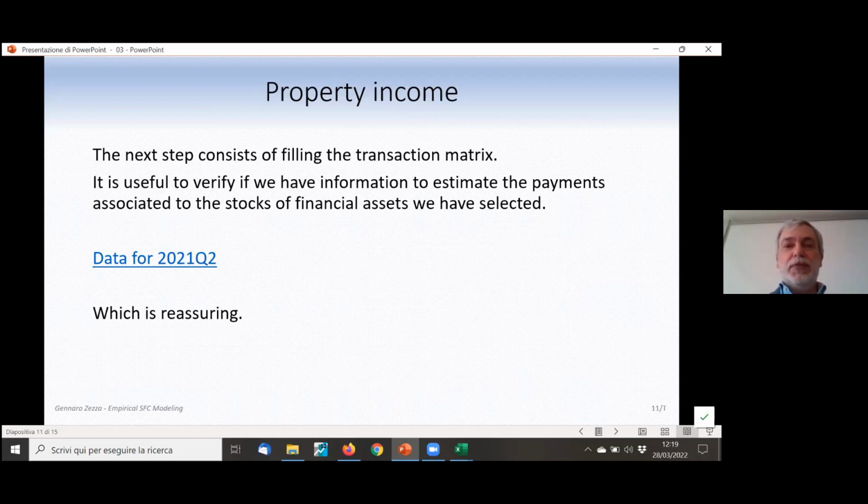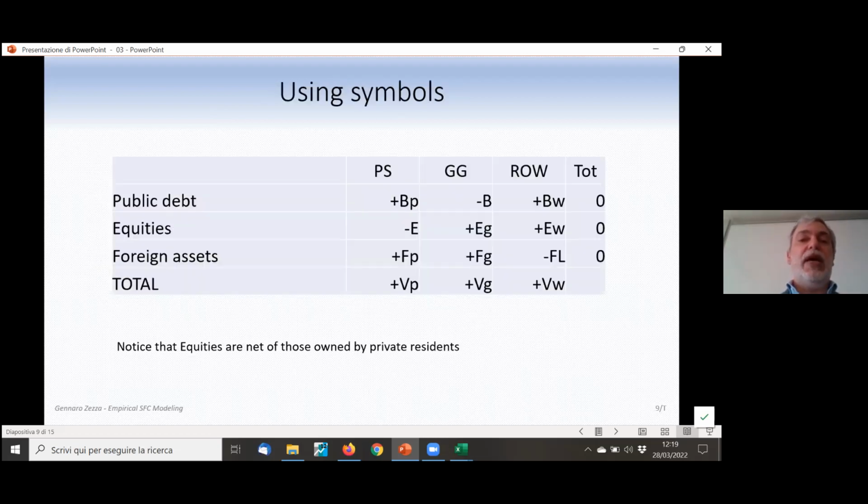Okay, so this is our suggestion for the balance sheet of our model. And then we need to know if we have data that are coherent with this balance sheet. So for the property income, we need to know whether we have the data for payment of interest on these bonds and for payment of dividends on the equities, and for other interest payments or dividends coming from abroad.